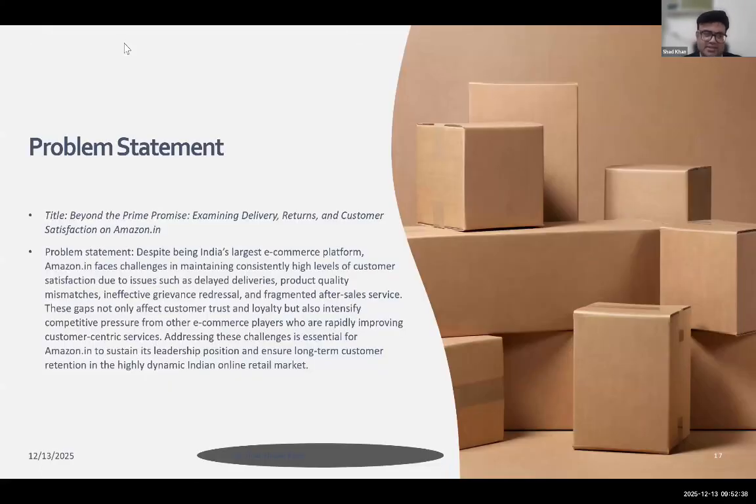Let's start with the first thing. There is a problem statement which is appearing on your screen. I will give you maybe 20-30 seconds of time. Just have a read of it and tell me whether it is a good problem statement or not.